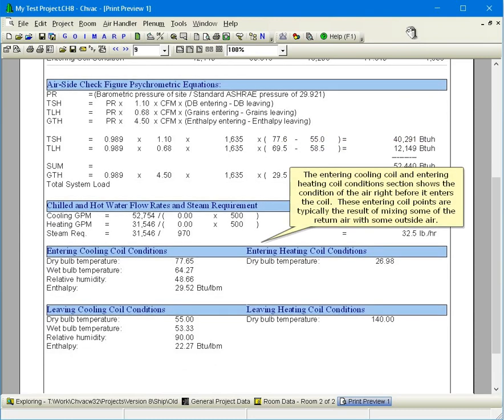The entering cooling coil and entering heating coil conditions section shows the condition of the air right before it enters the coil. These entering coil points are typically the result of mixing some of the return air with some outside air.